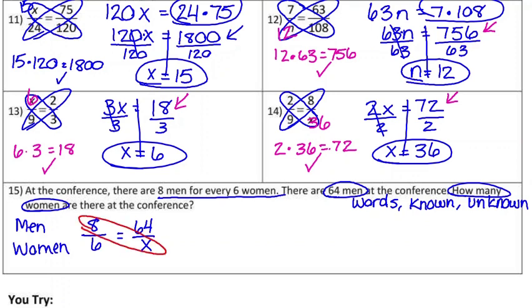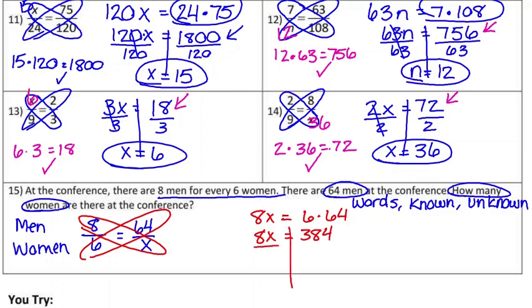8 times x would just be 8x. 6 times 64, remember if you want to write it out, you can. So now I have 8x is equal to, and 6 times 64 comes out to be 384. I have to do the inverse operation here, which is division by 8. So I'm left with x is equal to 36.